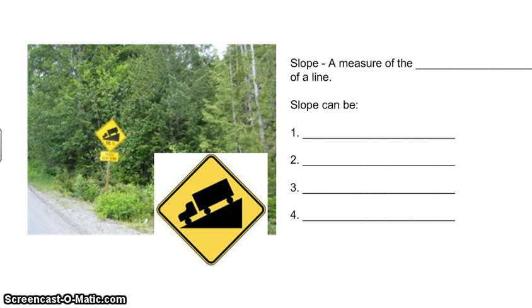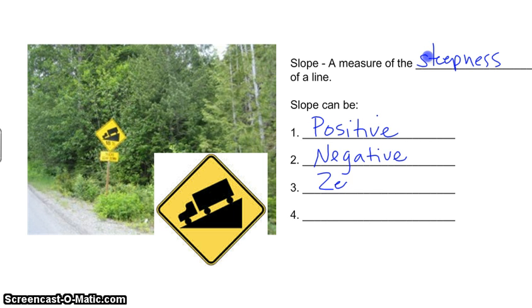Slope, when we talk about slope, that's what this sign is referring to. It's a measure of the steepness of a line. Slope can be positive. It could be negative. You can have a slope of 0, or you can have an undefined slope, or no slope at all. And we're going to look at how each of these are different.